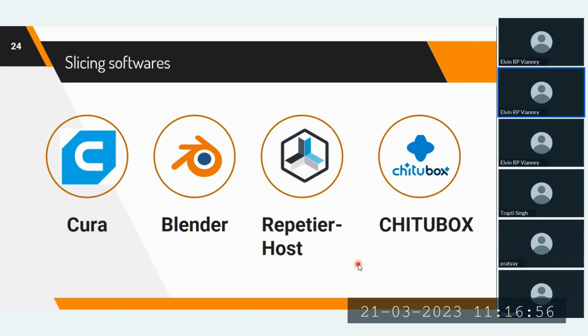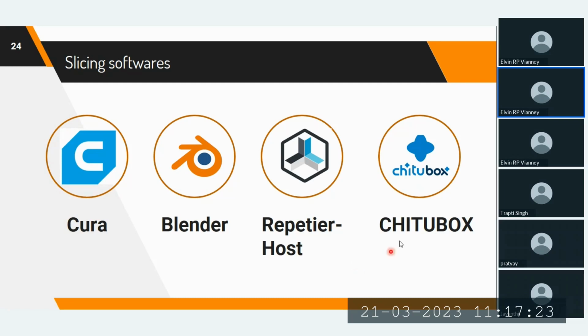This is like my own language. This is universal software, Repeater Host. I can use this with more than three 3D printers. Using Repeater Host, I can create small models, not complex models, very easy models. So Repeater Host is what I prefer to use.